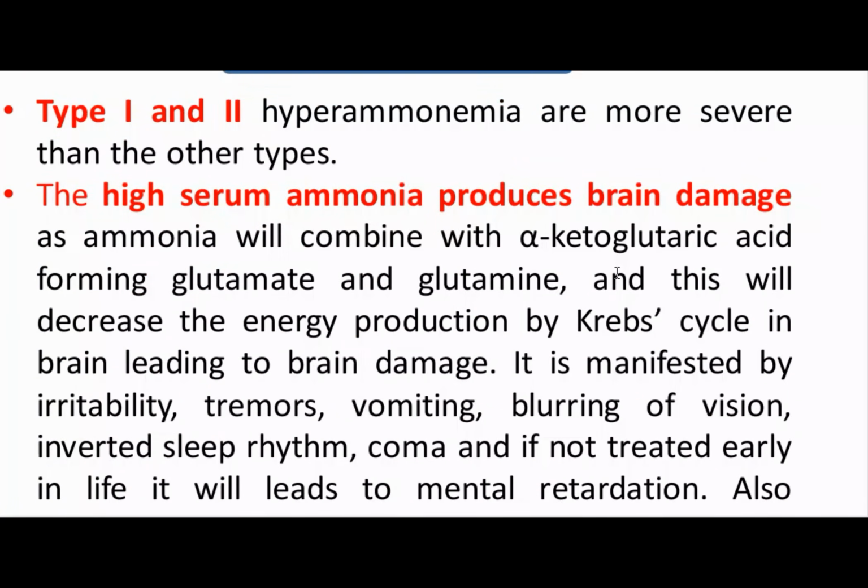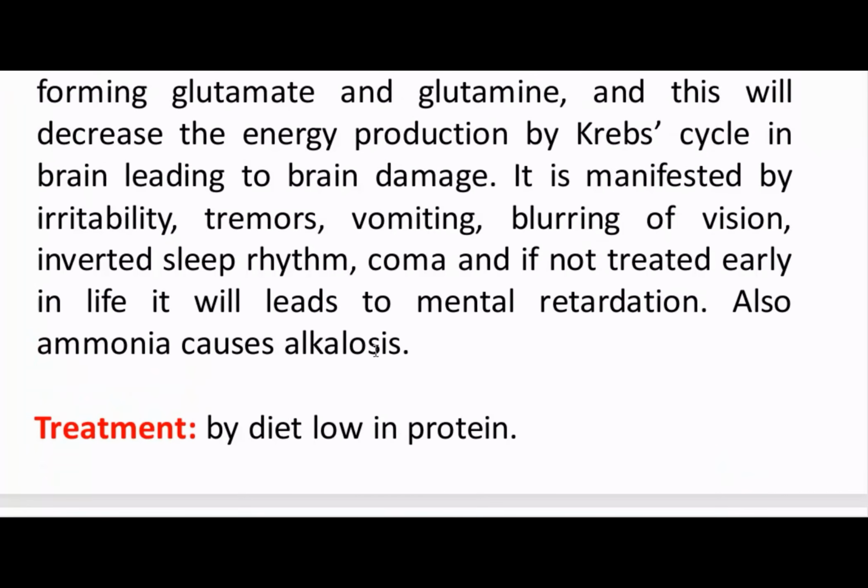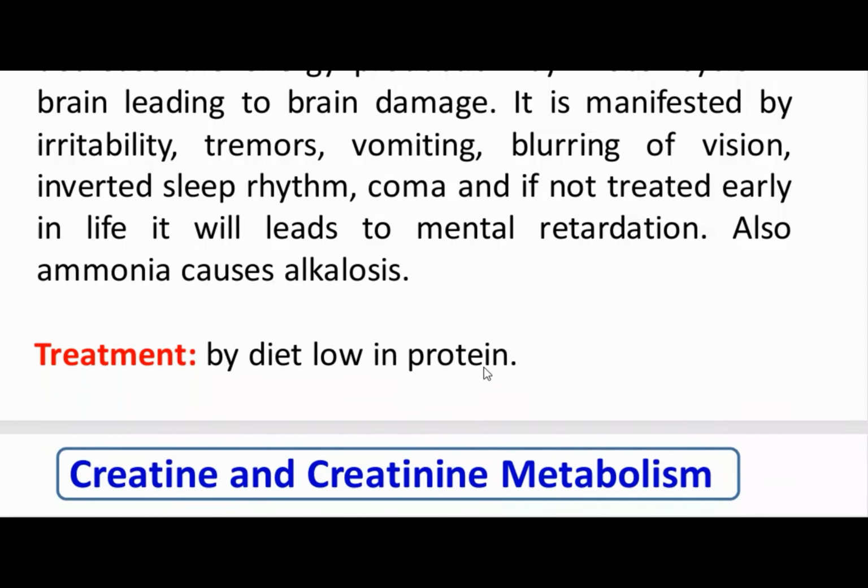When ammonia increases, it leads to damage of the brain, as ammonia combines with alpha ketoglutarate forming glutamate or glutamine, and this decreases energy production of the Krebs cycle in the brain, leading to brain damage. It is manifested by irritability, tremors, vomiting, blurring of vision, inverted sleep rhythm, coma, and it leads to mental retardation. Also, ammonia causes alkalosis. So the treatment is very important. The treatment is a low protein diet.